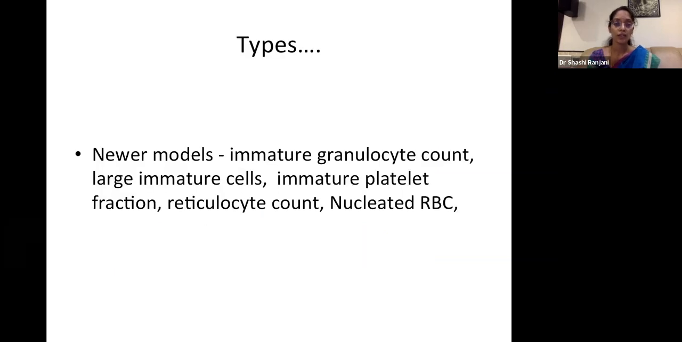So what are the newer types? The newer types actually give much more than only the lymphocytes. They give the immature granulocyte count, or IG, and sometimes the immature platelet fraction. The immature platelet fraction is so important in cases of ITP, and the reticulocyte count, and even the nucleated RBCs. Before these analyzers, all these were a peripheral smear diagnosis. We had to actually look into the smear to find out the reticulocyte count, or whether there are nucleated RBCs. But with these modern analyzers, our job is made simple.